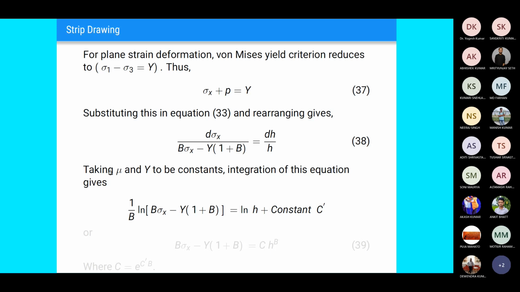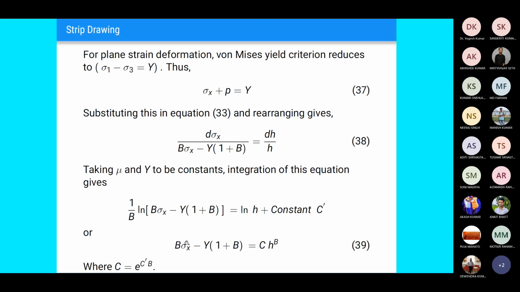Now what we will do, we will integrate, because mu is constant and y is constant, so we will integrate this equation, and what we will get is 1 upon b natural log of this denominator equal to natural log of h plus some constant c. I have written this as c dash, right? So some constant.